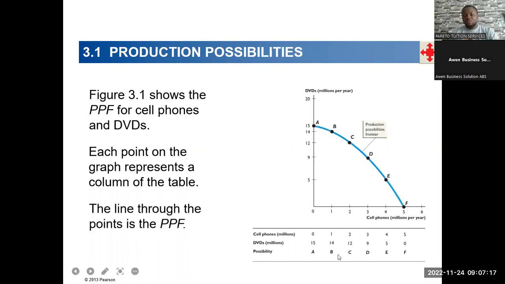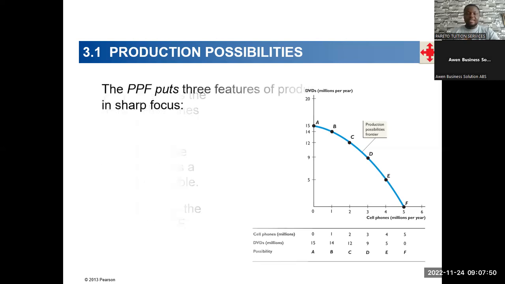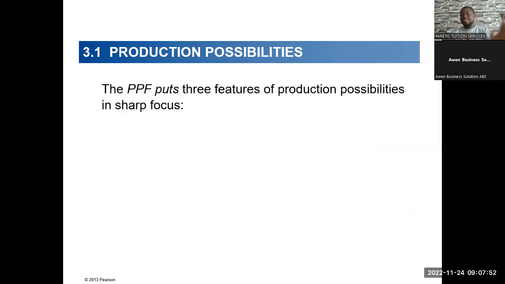Okay, so if we take all these combinations, all these points, a line drawn through these points is what we call the PPF. At times we call it PPC, production possibility curve, okay, or the frontier. So PPF, okay, is just a line drawn through these various combinations or possibilities. Is that okay? Yeah. Okay, all right.